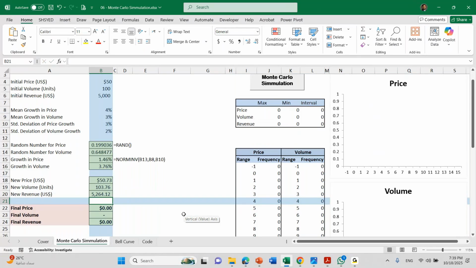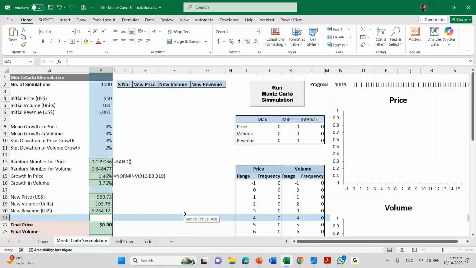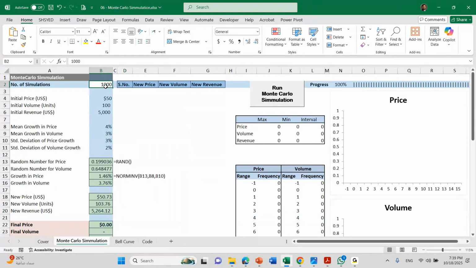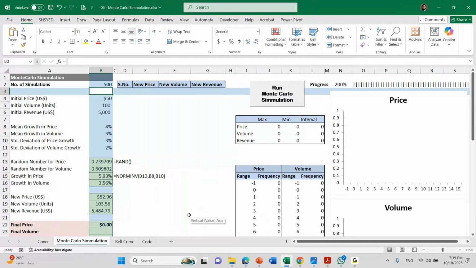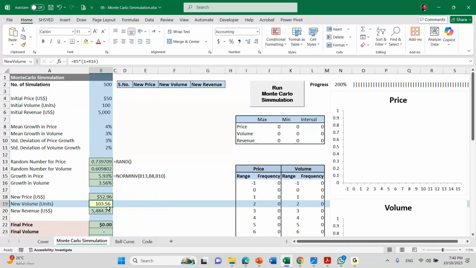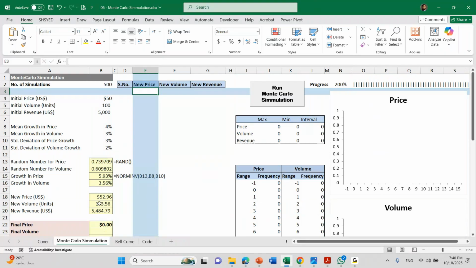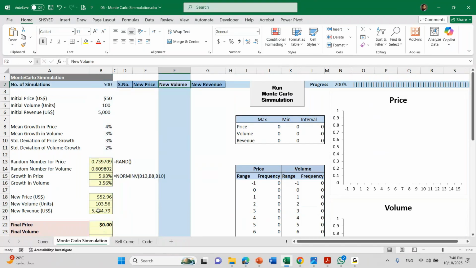Okay. Having done that, I put the basic functions here. But again, statistics tells you that you should have at least 500 data points in order to get a good bell curve and in order to get a correct result. Now, this is one of the possibilities. This is new price, this is new volume, and this is new revenue. Now, what we have to do in this exercise, we have to copy this new price and put it here, this new volume, put it here, and this new revenue, put it here.